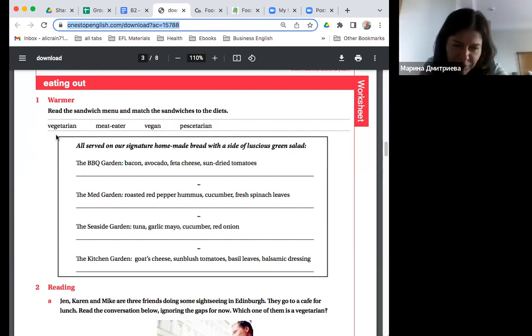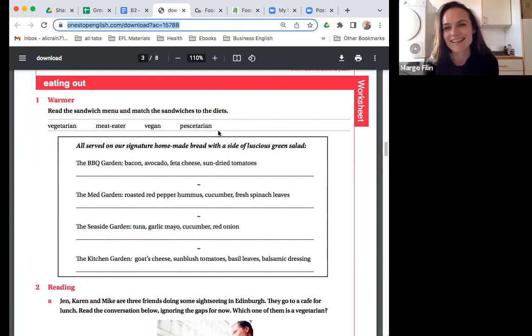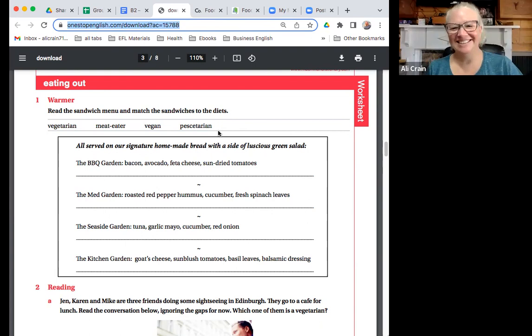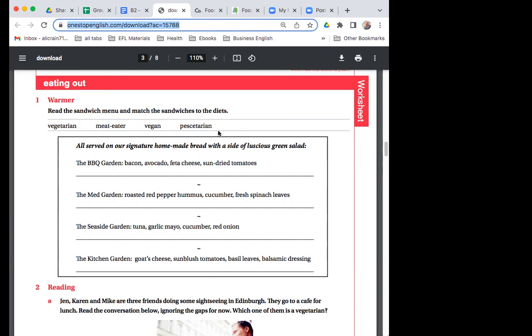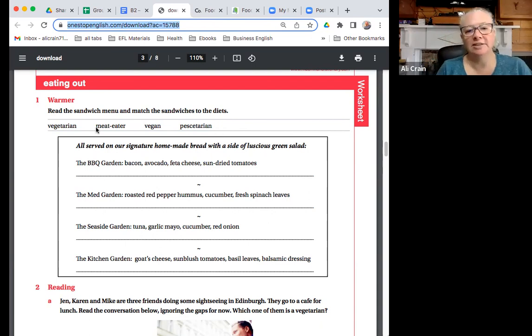I don't know who a pescatarian is. Pescatarian, okay. It's me. I don't eat meat, but I eat fish. That's me also, yes. And what is the difference? Because it's a different attitude to vegan and vegetarian, and what is the exact difference? Yes, the difference.